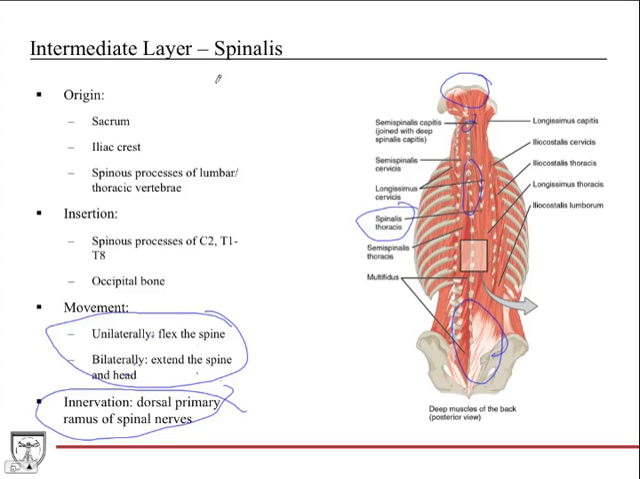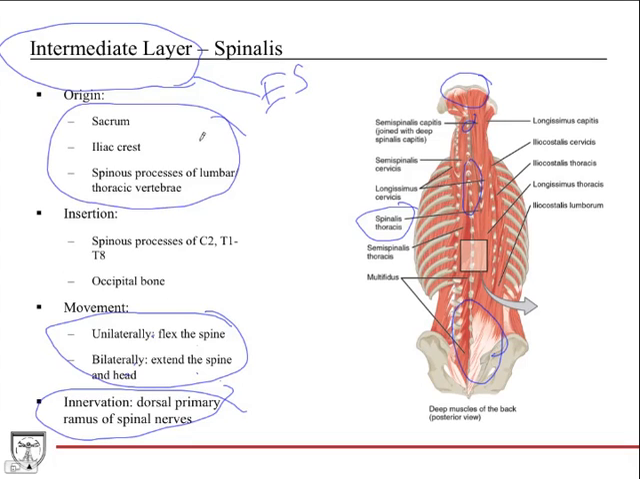So this intermediate layer, or these erector spinae muscles, are very easy to remember because they all have the same origin, which is this common tendinous origin. They all have the same movement, unilateral and bilateral, and then they all have the same innervation. So really the major difference is the insertion.